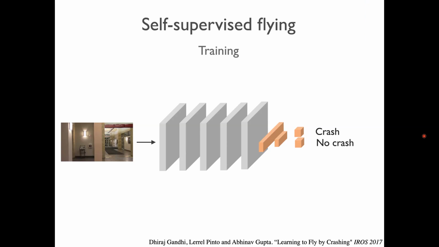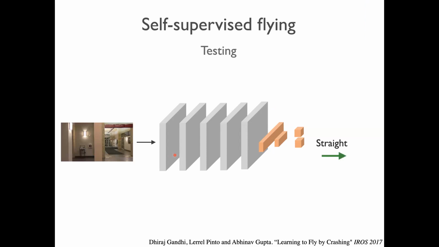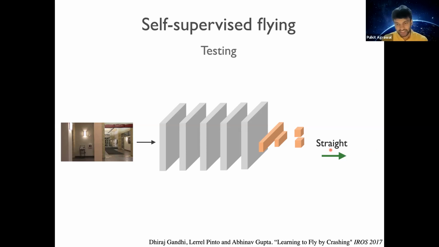So what do I need to do, right? At test time, I'm given an image, and I pretty much need to decide which action to take, right? So let's see how this would happen. At test time, I would feed in the image and see whether my prediction is that I'm going to crash or not crash. If my prediction is that I'm not going to crash, then I'm going to move straight. If my prediction is that I'm going to crash, then I'm not going to move straight, right?